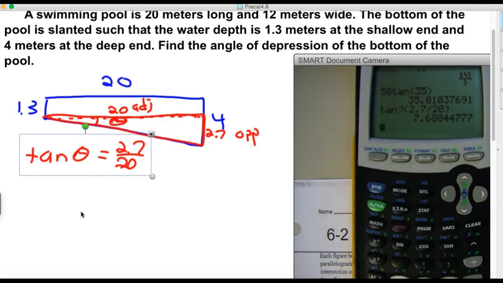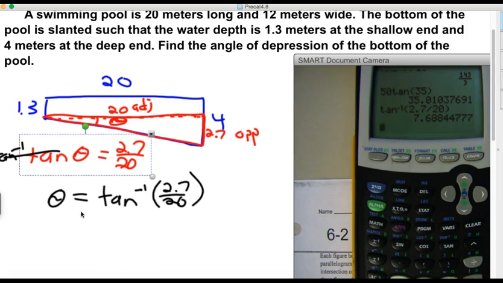So to cancel the tangent right here, we do arctangent of this, and it'll cancel and just leave theta. But of course, if we do it to the left, we've got to do it to the right. So we do arctangent of 2.7 over 20. And that gives us our angle. Of course, the mode is set in degrees, so that's a degree measure, 7.69 degrees roughly. So that's the degree slope that the pool needs to be made at in order to make sure those values are right for the depth and the length of the pool and everything.